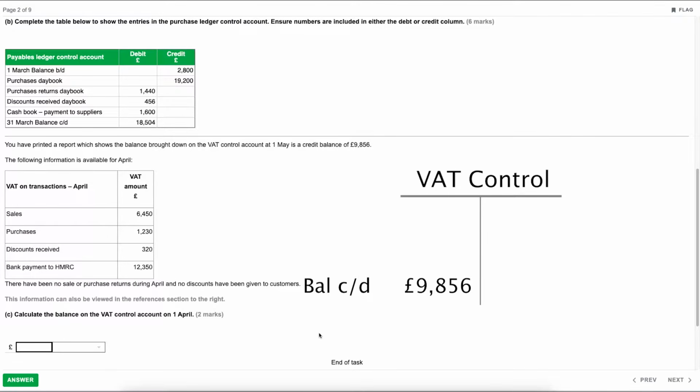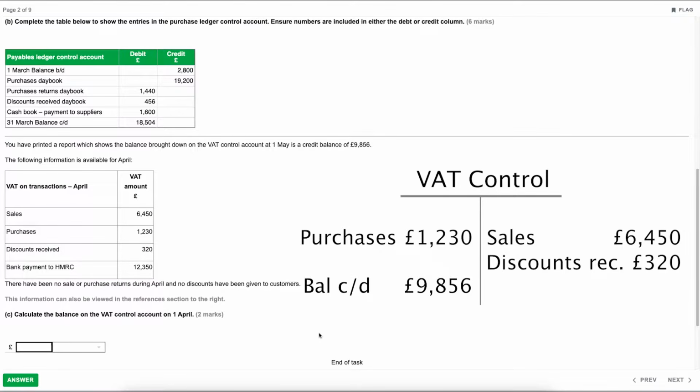Okay, so as I stated, we have no starting balance. However, the sales, we know the VAT on sales would go on the credit side of the VAT control. The VAT on purchases would go on the debit side of the VAT control. Discounts received would go on the credit side of the VAT control. And then the bank payment to HMRC would go on the debit side of the VAT control.